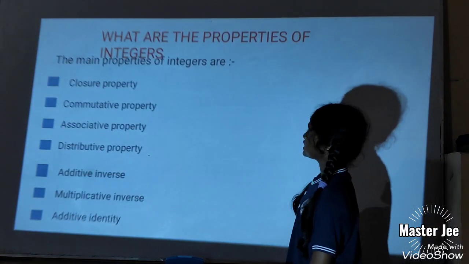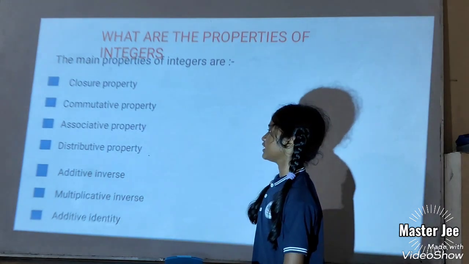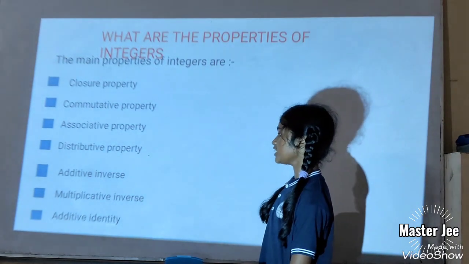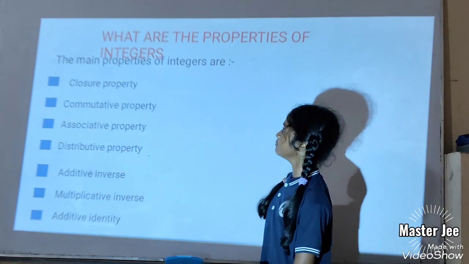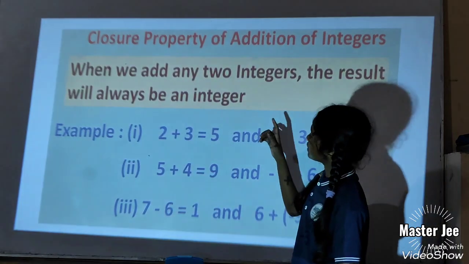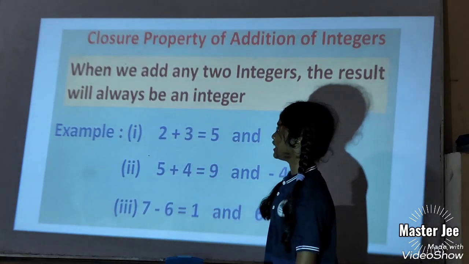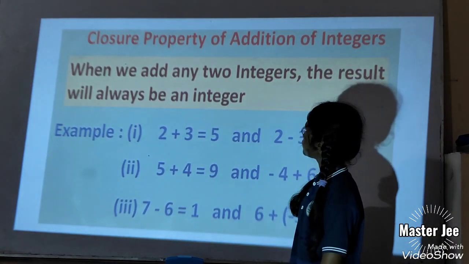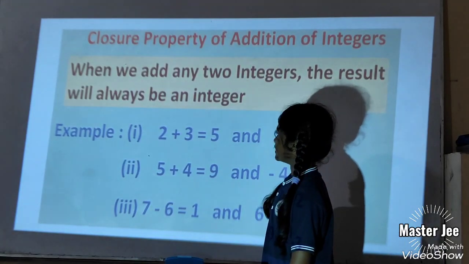What are the properties of integers? The main properties of integers are closure property, commutative property, associative property, distributive property, additive inverse, multiplicative inverse, additive identity. Closure property of addition in integers: when we add any two integers, the result will be an integer.